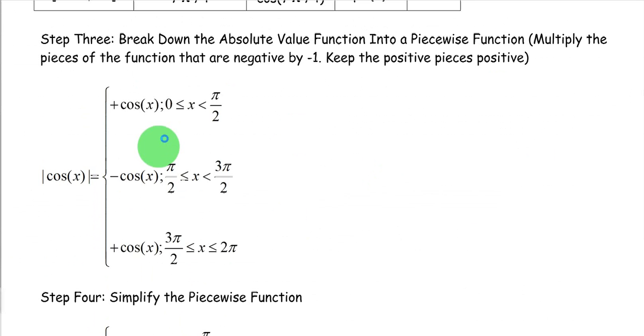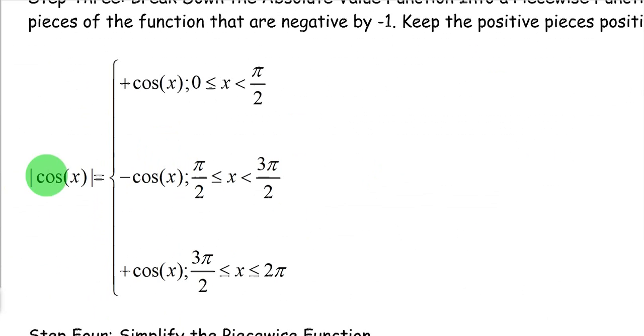So if we break up the absolute value of cosine of x into 3 pieces, we're going to have positive cosine of x from 0 to pi over 2, negative cosine of x from pi over 2 to 3 pi over 2, and positive cosine of x from 3 pi over 2 to 2 pi.